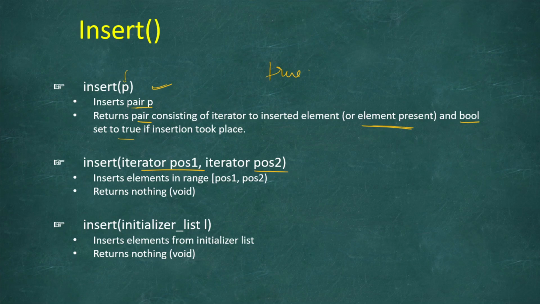And this is again the two positions. You have another map you want to insert from there to another map, then you can use this one, and it does not return anything. And this is the initializer list syntax. We will see an example of all of these.